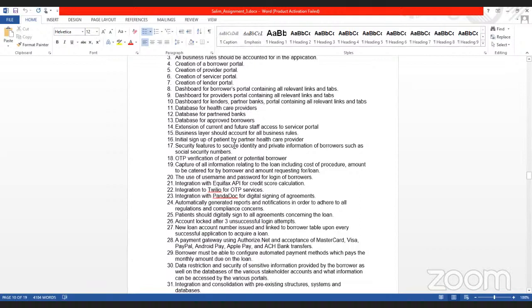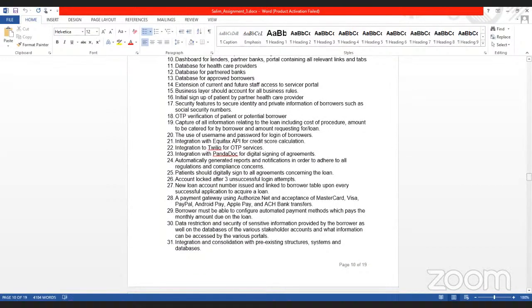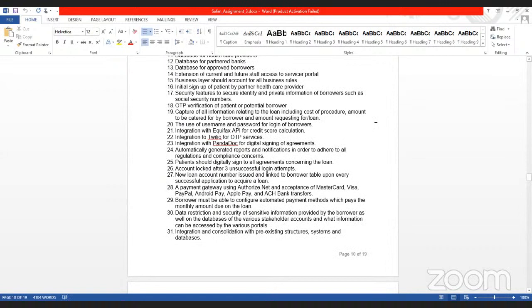The initial sign up of the patient is by the healthcare provider, and there should also be security features to protect the identity and private information of borrowers, such as their social security numbers, and that is done through OTP verification. We also try to capture all information relating to the loan. That is the cost of the procedure, the amount that is supposed to be covered by the borrower, and the amount they are requesting. There should be a username and password for the borrowers to log into their accounts.